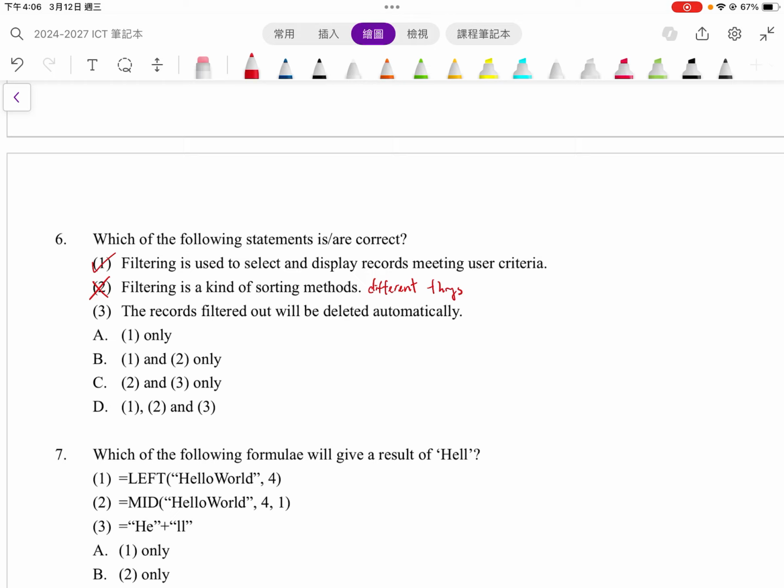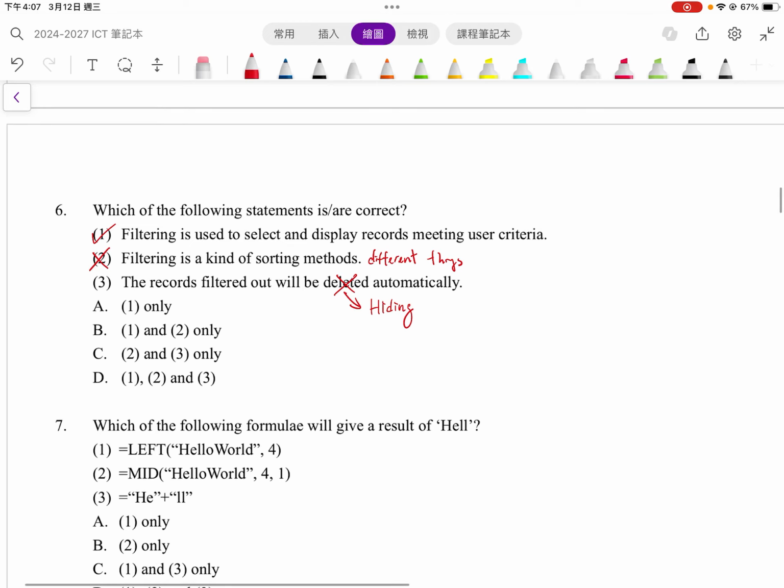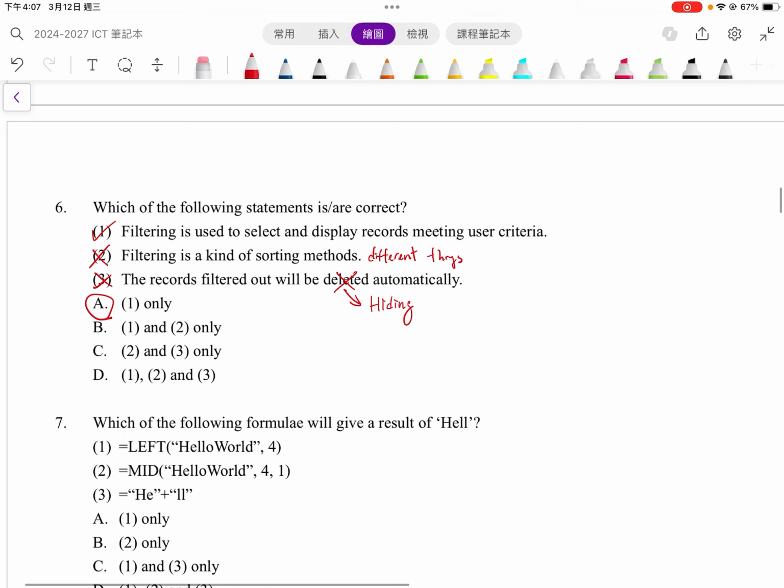For filtering, you are going to look at only a few records with your criteria, but for sorting, you will always keep all the records. You just care about the rearrangement of the order. So it is wrong. So number 3, the records filtered out will be deleted automatically, which is wrong, because we are not deleting the records, but you are hiding the records. So once you have removed the filter, you will see the records coming back in your spreadsheet. So the answer should be A.